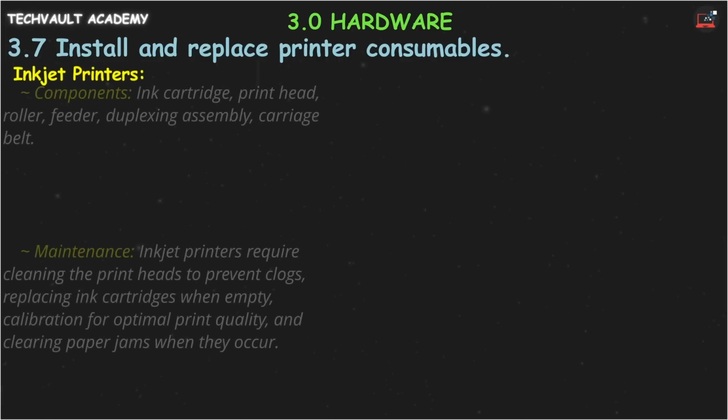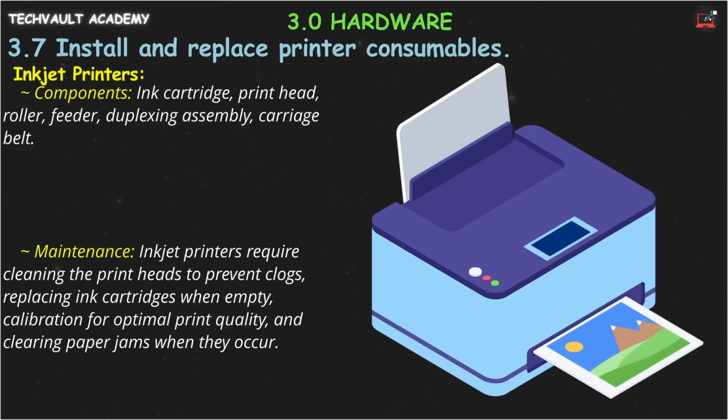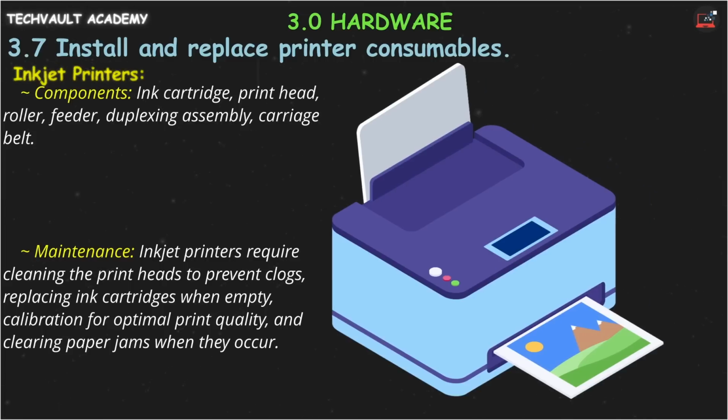Inkjet printers. Components: ink cartridge, print head, roller, feeder, duplexing assembly, carriage belt. Maintenance. Inkjet printers require cleaning the print heads to prevent clogs, replacing ink cartridges when empty, calibration for optimal print quality, and clearing paper jams when they occur.